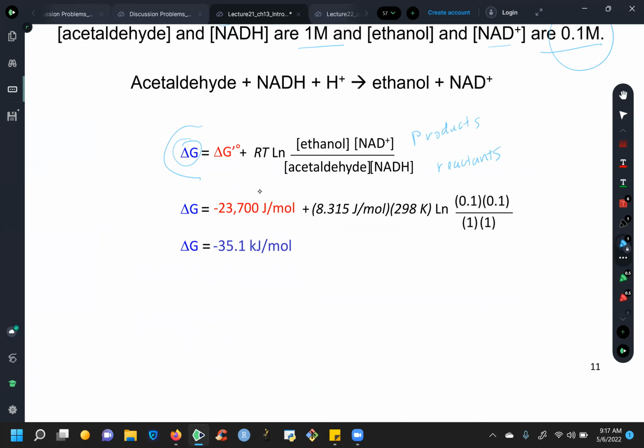You just plug in the answer that we just got, R, the universal gas constant, T, the temperature in Kelvin, and then ln of the product concentrations over the reactant concentrations. Once you plug everything in, there you go.